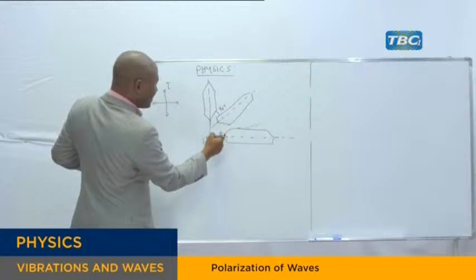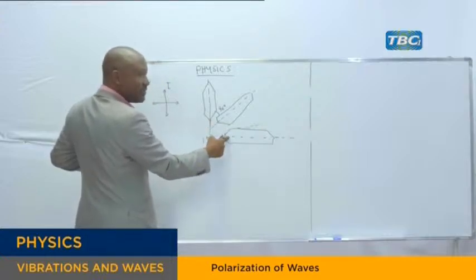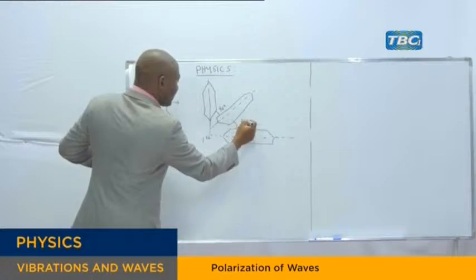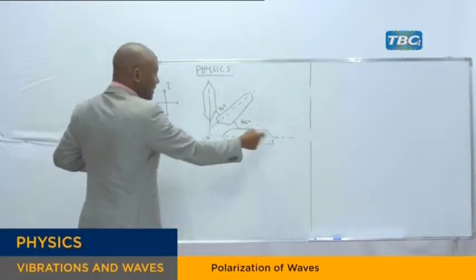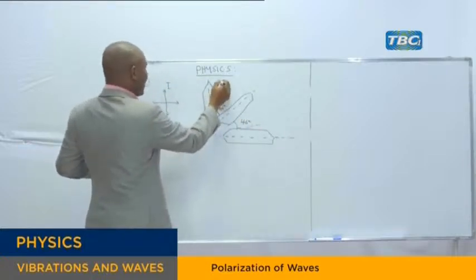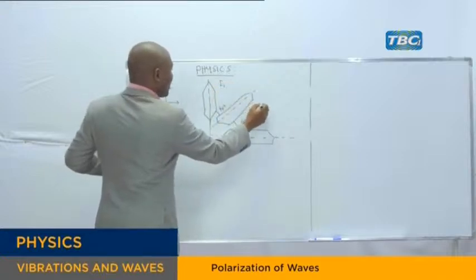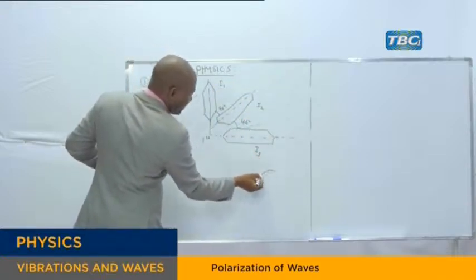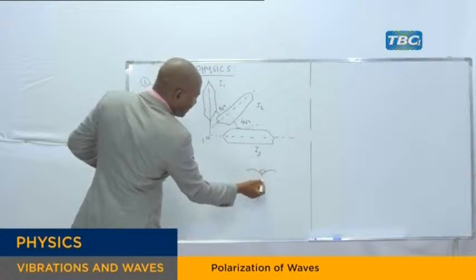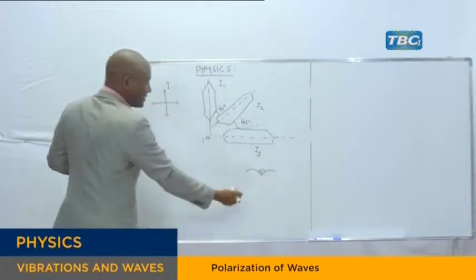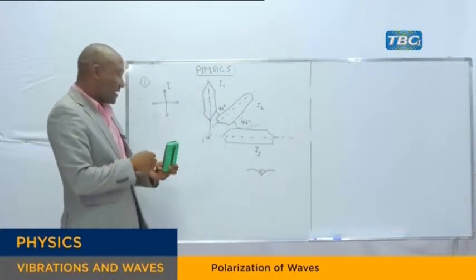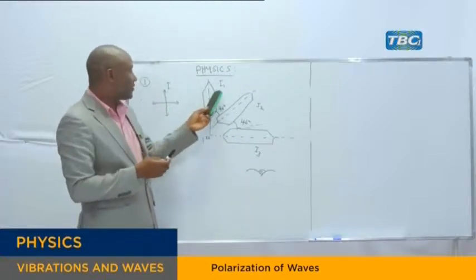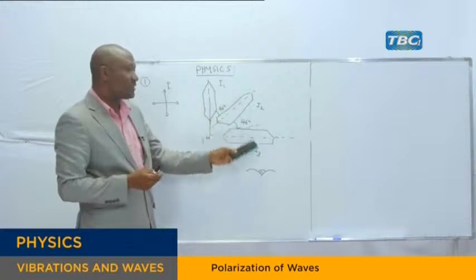So the angle here is 90. From this angle to the first one, the angle is 45. We know vertical and horizontal make 90 degrees. Let's take this as I1, this as I2, this as I3, where you can find the final intensity of light which can be observed by someone through a device used to detect the intensity of light after passing through the first polarizer, second polarizer, and the third.